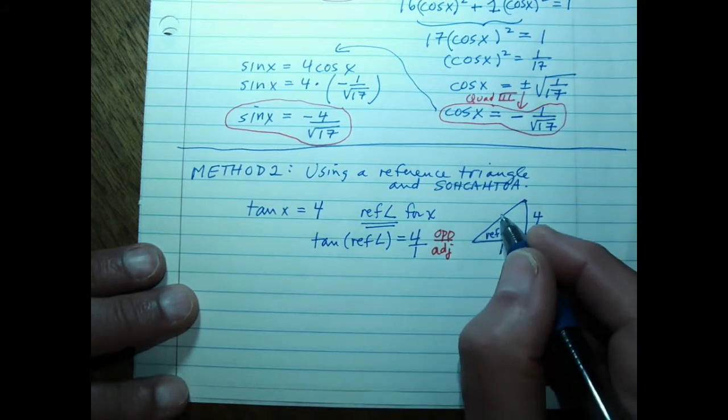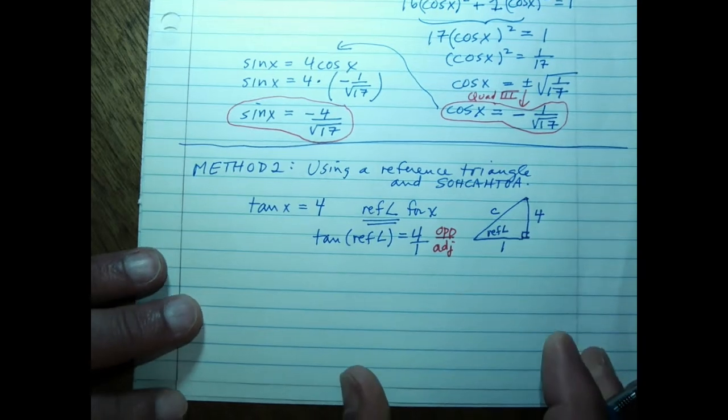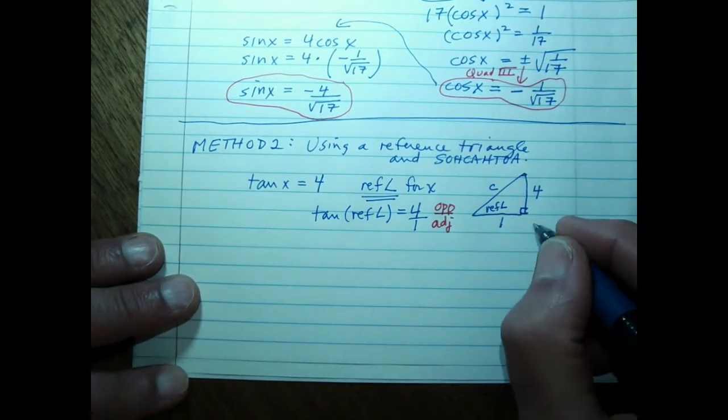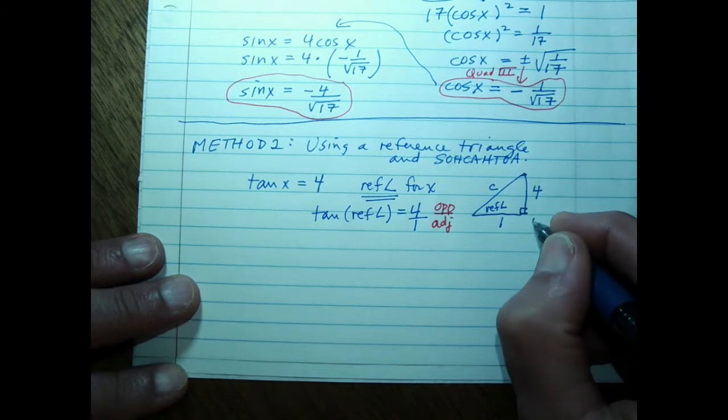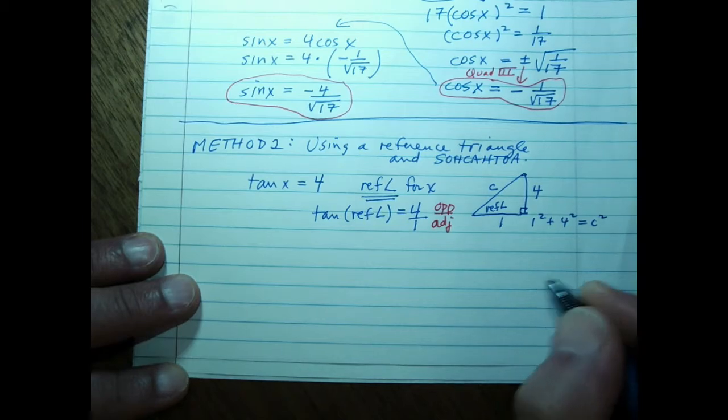Now we need a value for the hypotenuse here, so maybe I'll just call that c. I think I can bring a c in here. And the Pythagorean theorem here tells us 1 squared plus 4 squared is c squared.